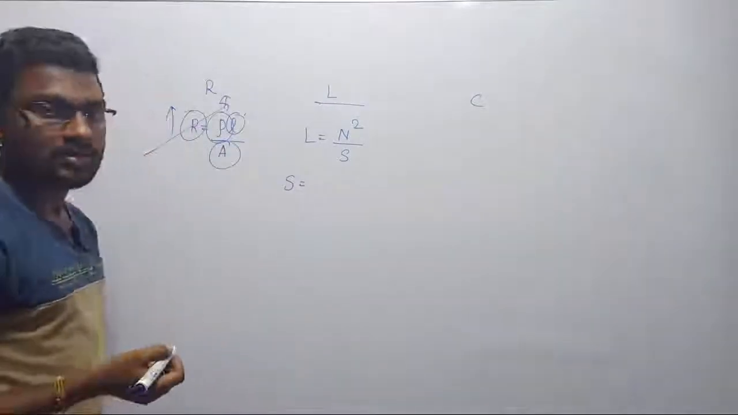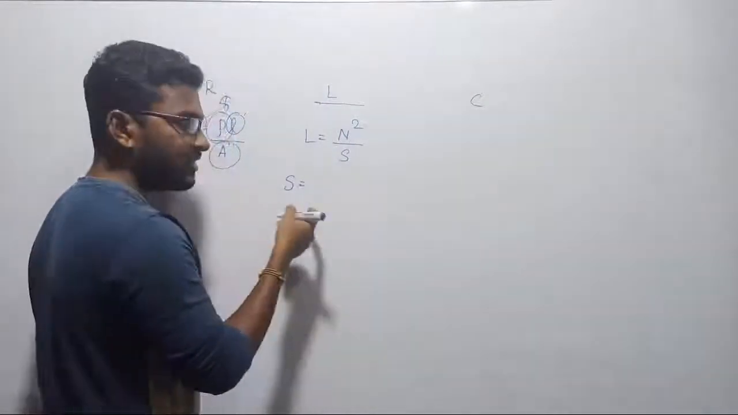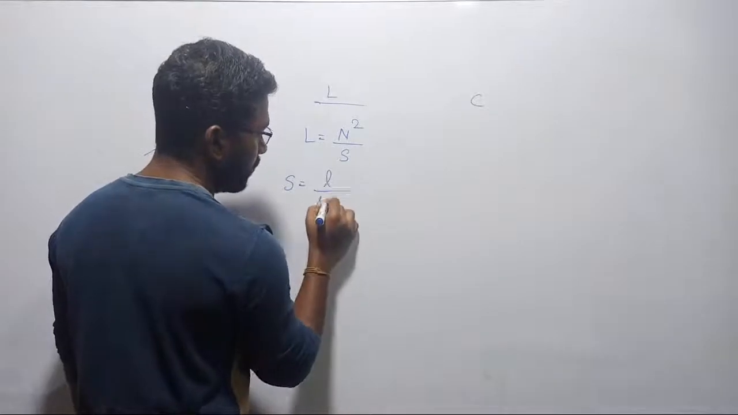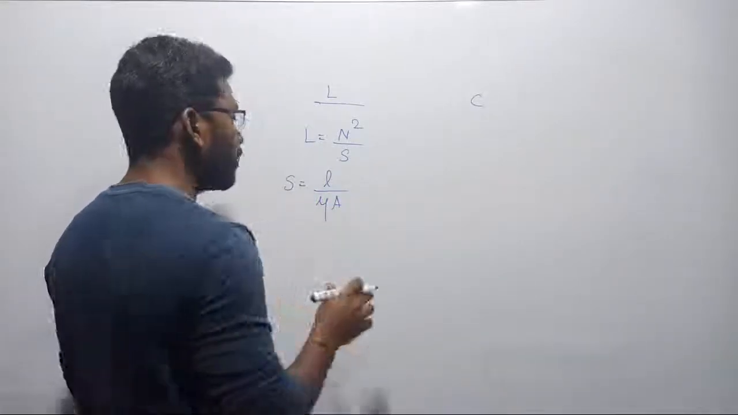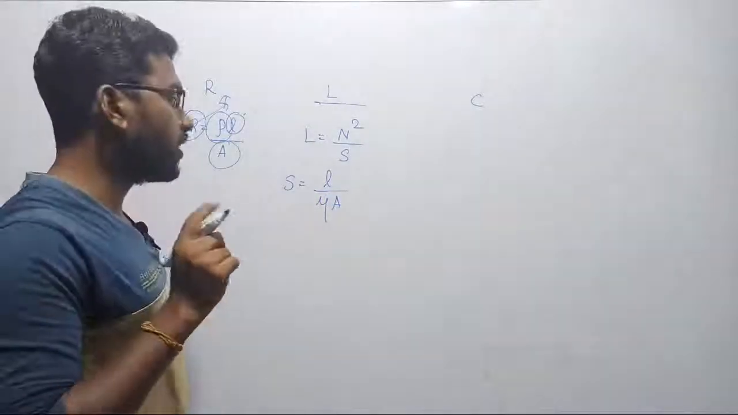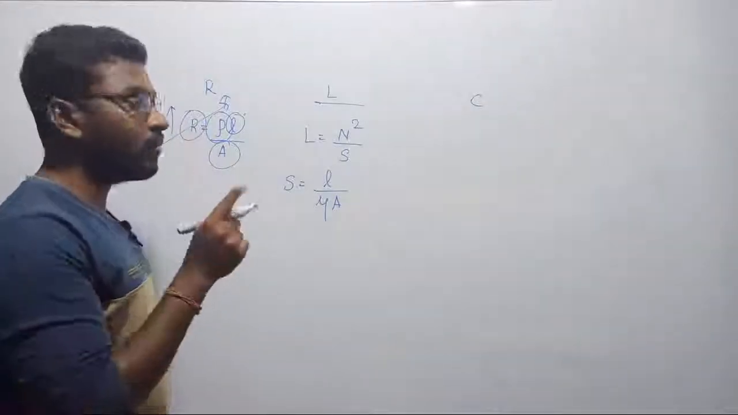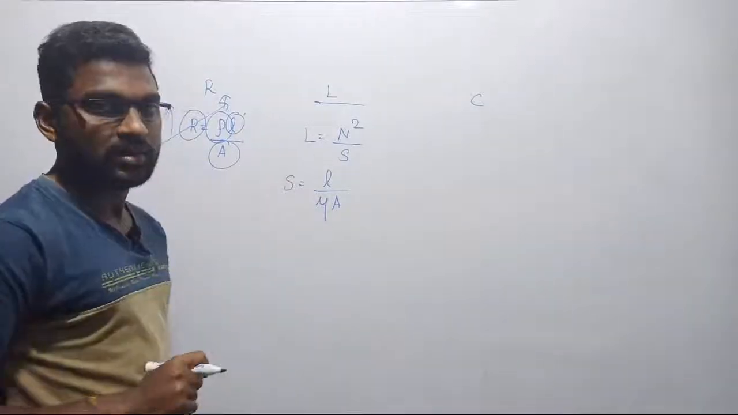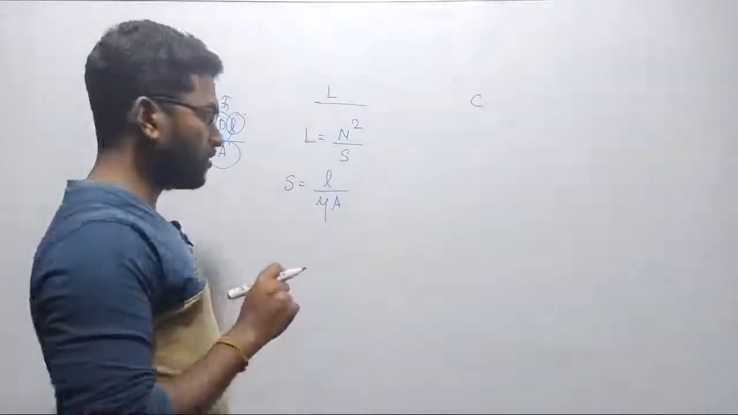S denotes the reluctance offered by the material. We all know reluctance S is equal to L divided by mu times A. See guys, we already concluded all these things in electrical machines, and in network analysis also, in magnetic coupling circuits. I hope I have discussed these things. You can just revise all those things.